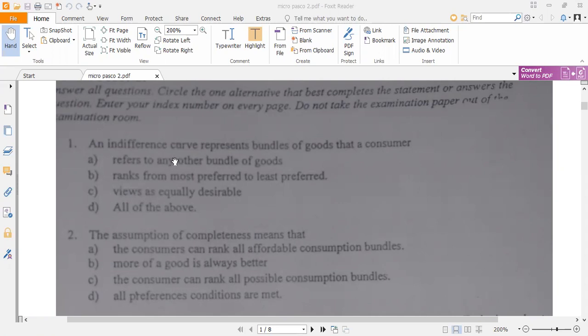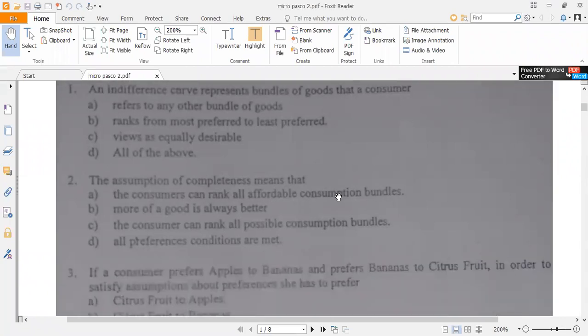Question 2. The assumption of completeness means that. Okay, so this means that the consumer is able to rank all the affordable bundles in his or her opportunity set. If the bundle isn't affordable, then there's no point in comparing it to affordable ones. So this assumption means that the consumer can rank all affordable consumption bundles. So number 2 should be A.